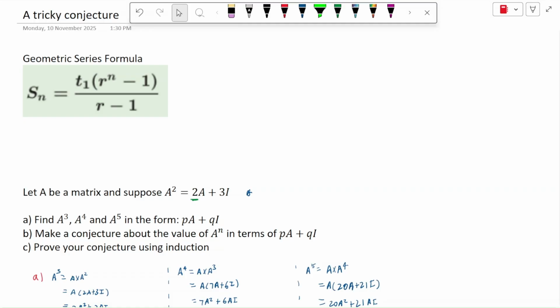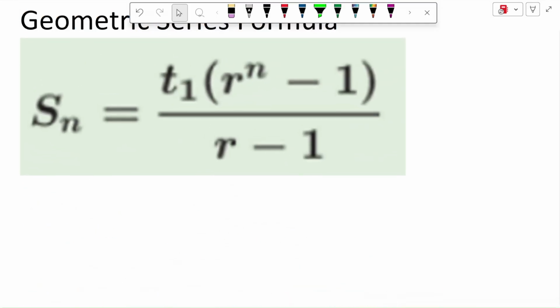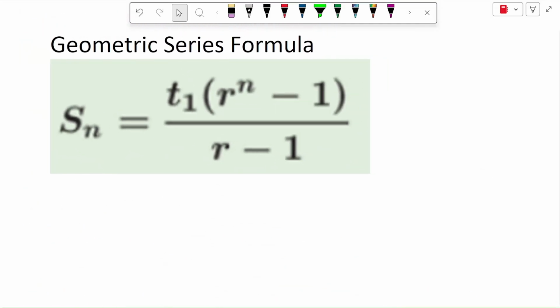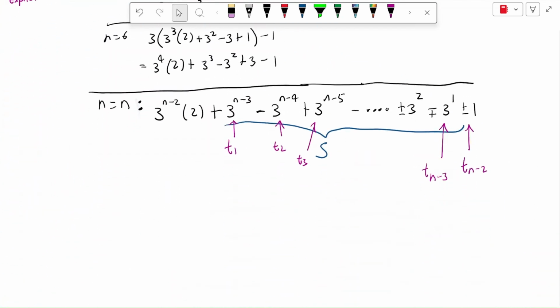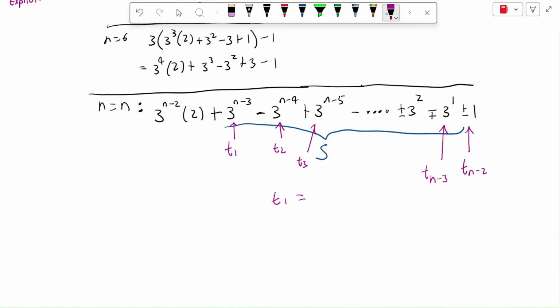There's a formula, and this comes from year 11 spec. T1, R to the n take 1, over R take 1. So we need to identify T1, R, and the number of terms that we're looking at. So T1 is 3 to the power of n take 3. That's helpful. R is what we're timesing by each time.